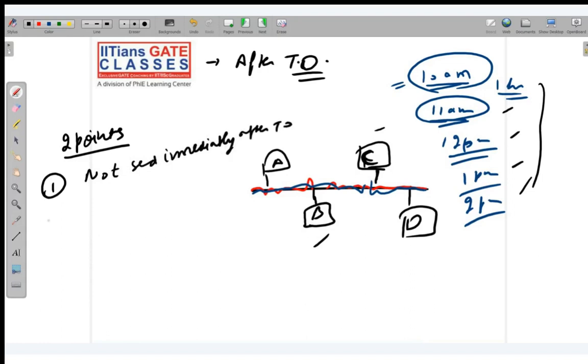Second, the number of attempts should be fixed. For example, it is not like A sends the data, collision occurs, then again it sends data, collision occurs, again it sends data, collision occurs. It should have a fixed number of attempts. It should not keep on sending data again and again, because it will unnecessarily collide. So the number of attempts should be fixed.